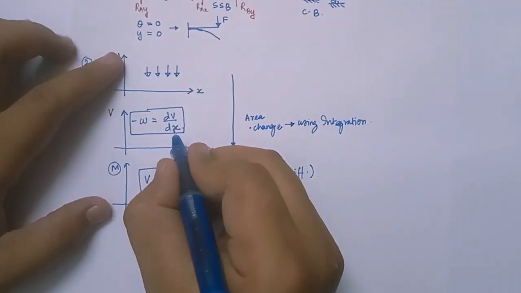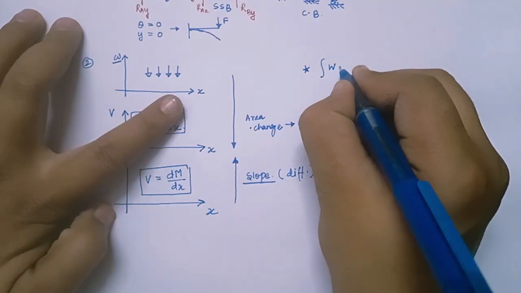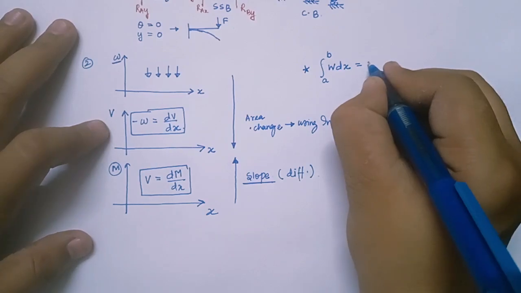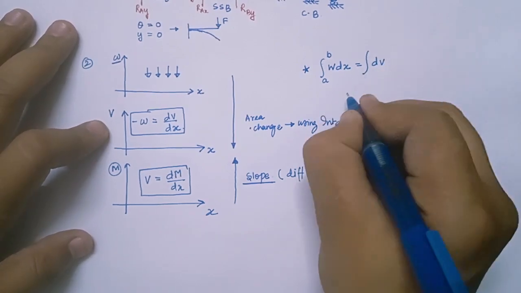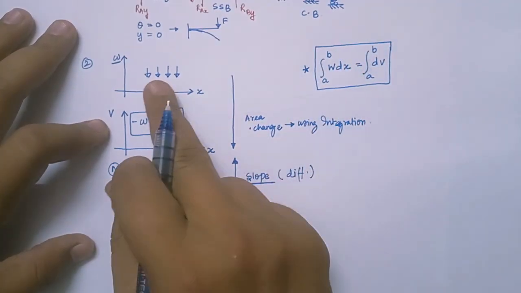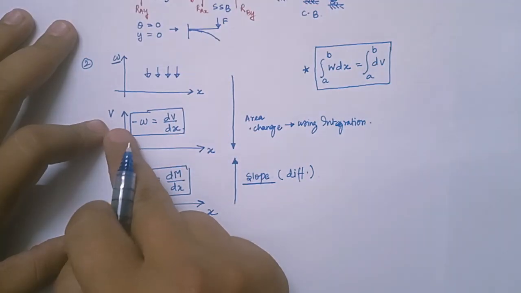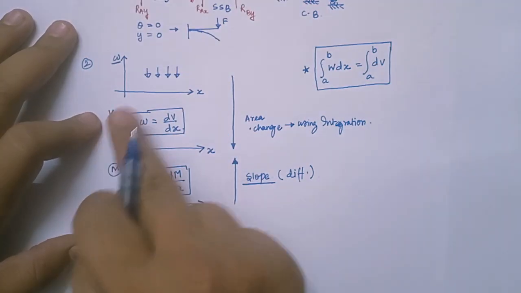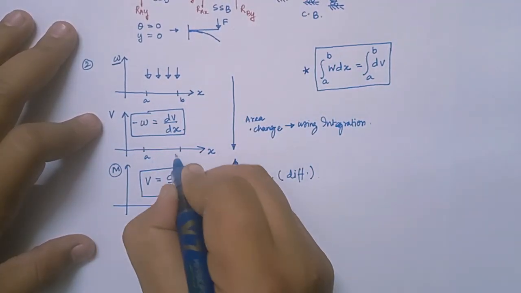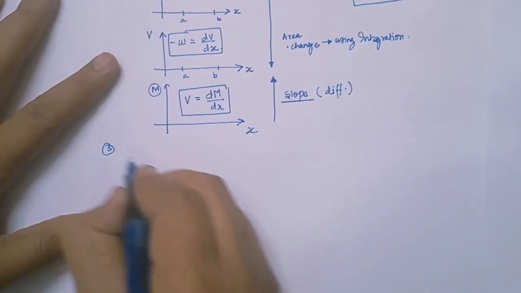Like if I integrate W with respect to x from some point A to B, then I will get the value of V in the same limit A to B, right? So this is the meaning of integration, right? So if I calculate the area, or integrate load versus length of the beam, I will get the shear force in that particular limit A to B, right? So this is a very important point. Right, now let's move forward.